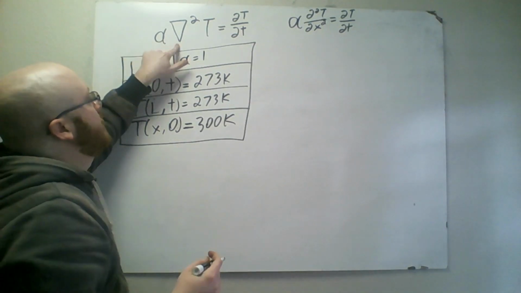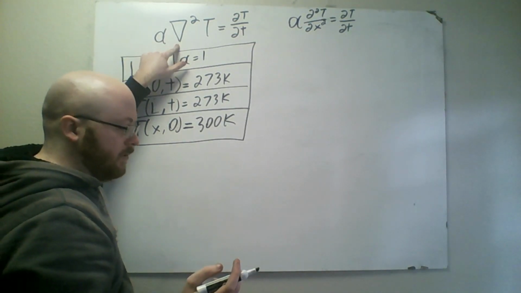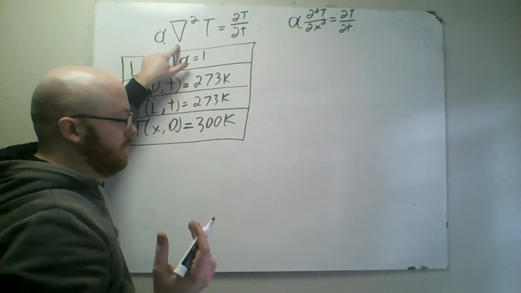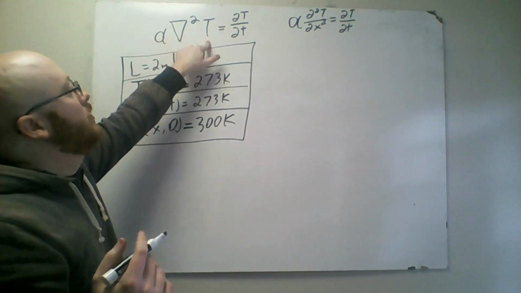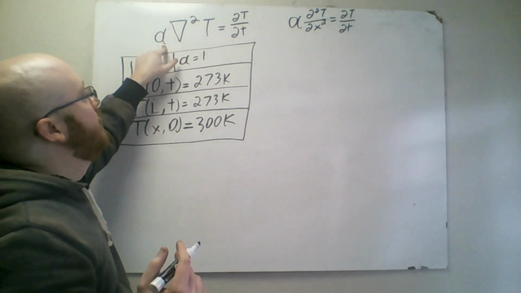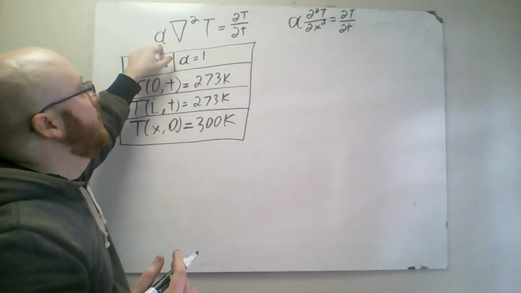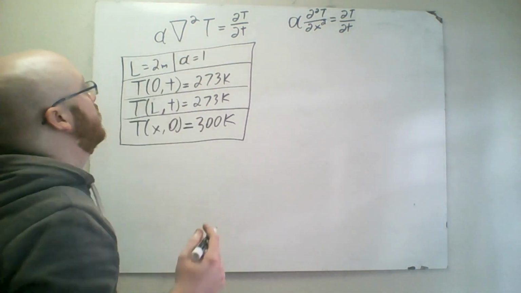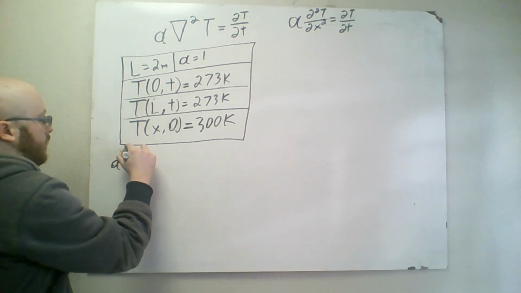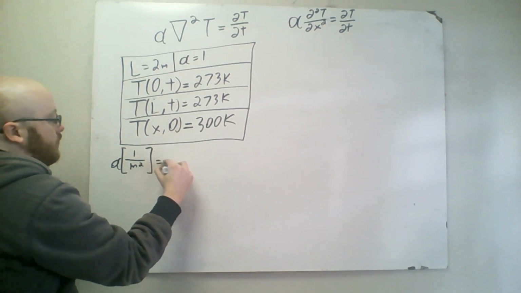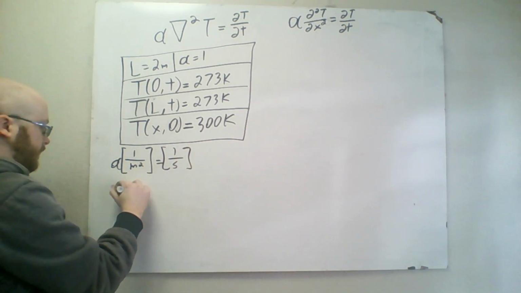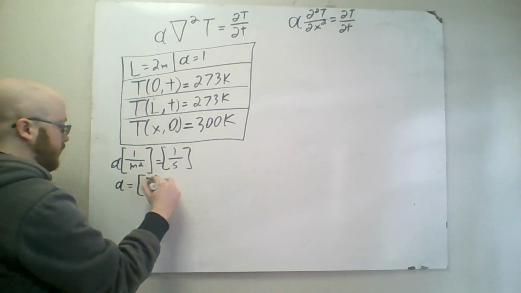This under here has units of 1 over length squared. The Laplacian has units of 1 over length squared. Temperature has units of temperature. So what we want is alpha times this to equal 1 over t, or 1 over second. So alpha times meters squared equals 1 over second. So alpha has units of meters squared over second.